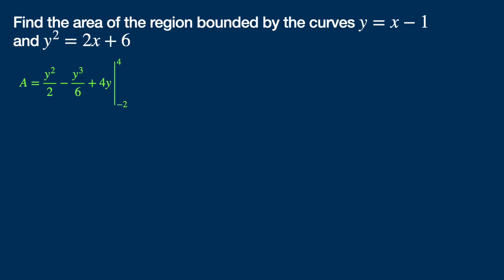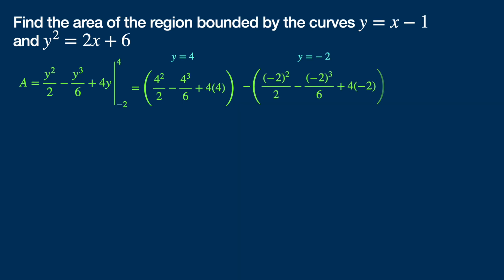So first you plug in y = 4. That's going to be 4 squared over 2 minus 4 cubed over 6 plus 4 times 4, minus, you plug in y = negative 2: negative 2 squared over 2 minus negative 2 cubed over 6 plus 4 times negative 2. First parenthesis, you simplify: 4 squared over 2 is 16 over 2. 4 cubed is 64 over 6. 4 times 4 is 16. 16 divided by 2 is 8. 64 over 6 simplifies to 32 over 3, plus 16.